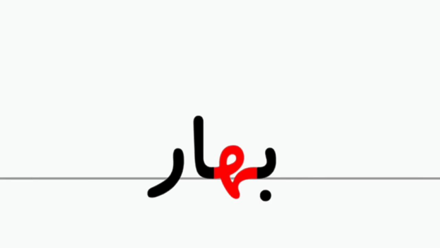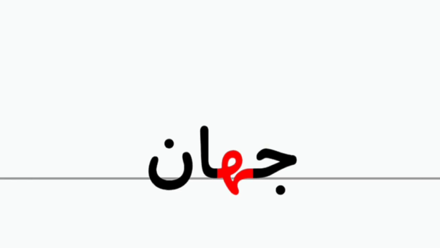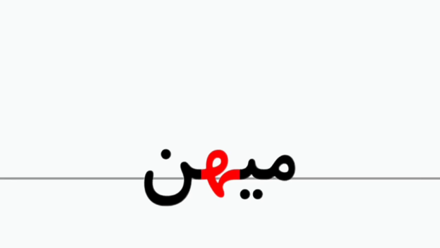Bahar, which means spring. Again, letter he takes the middle position. It joined the letter before it, which is letter b, and the letter after it, which is alif. Bahar. This word is jahan, which means universe. Letter he has joined the letter before it, which is letter jim, and the letter after it, which is alif. Jahan. The next word is mihan, which means homeland.